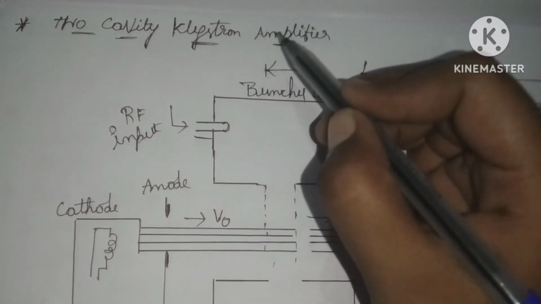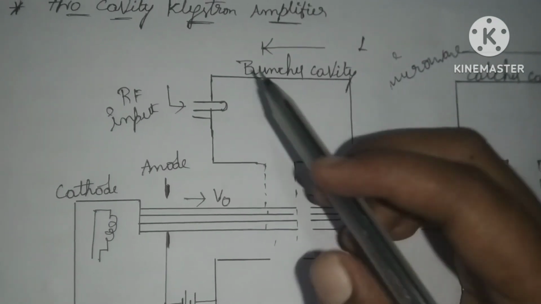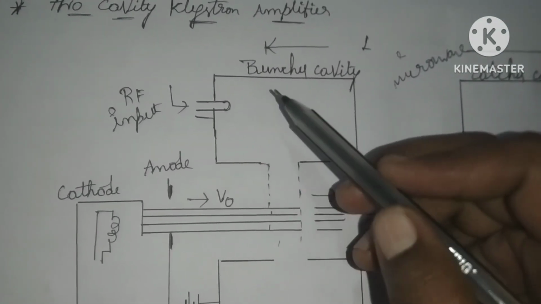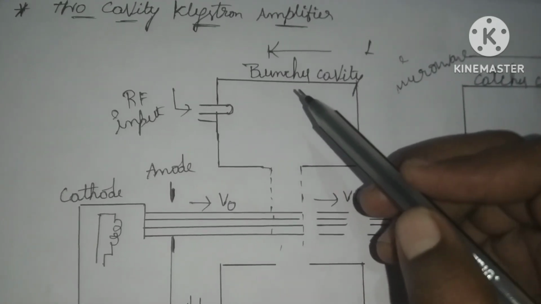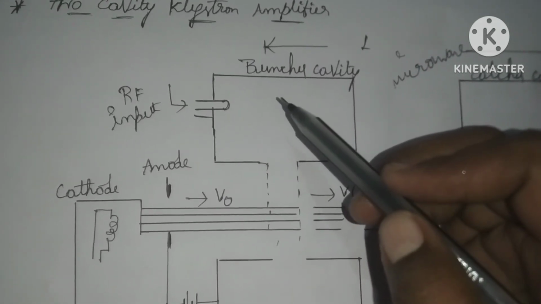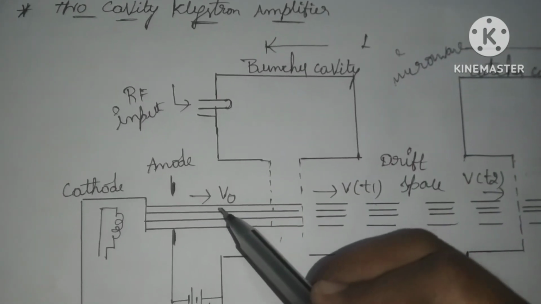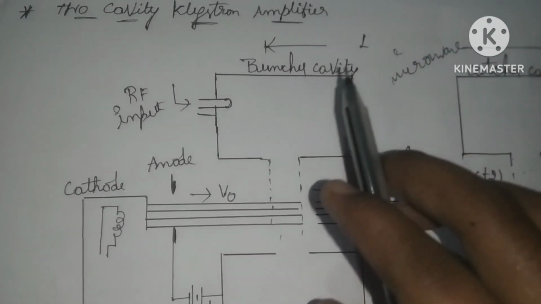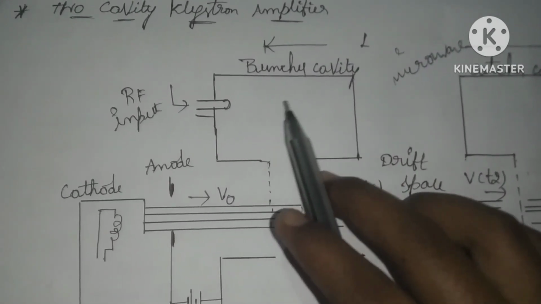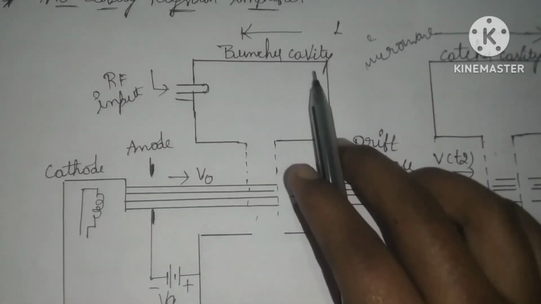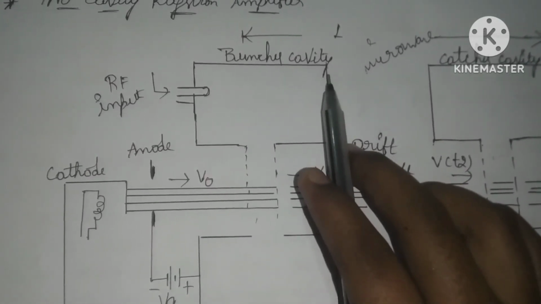Two cavity klystron amplifier. So here, what is a two cavity klystron amplifier? A two cavity klystron amplifier is nothing but a microwave amplifier which is used to increase the strength of the microwave signals. So here, first of all, we'll see the construction of two cavity klystron amplifier. This is the simple schematic diagram of two cavity klystron amplifier.